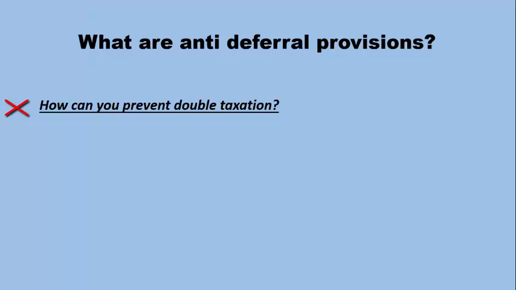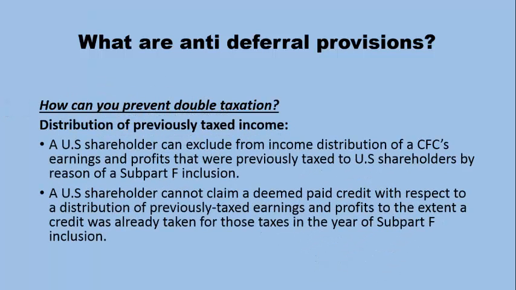How can you prevent double taxation? Distribution of previously taxed income. A U.S. shareholder can exclude from income distributions of a CFC's earnings and profits that were previously taxed to U.S. shareholders by reason of a Subpart F inclusion. A U.S. shareholder cannot claim a deemed paid tax credit with respect to a distribution of previously taxed earnings and profits to the extent a credit was already taken for those taxes in the year of the Subpart F inclusion.